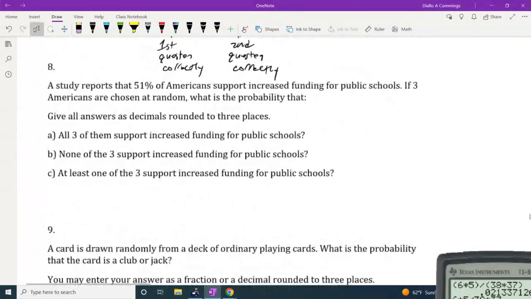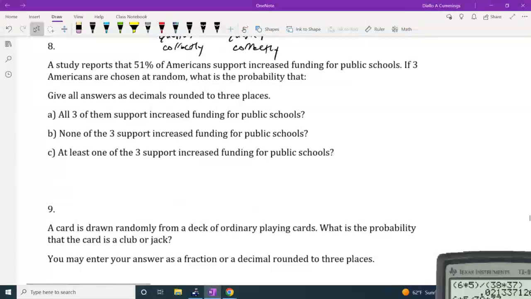All right, number 8 says a study of 51% of Americans support increased funding for public schools. If 3 Americans are chosen at random, what is the probability that A, all 3 of them support increased funding, B, none of the 3 support increased funding, and C, at least one of the 3 supports increased funding for public schools? All right.